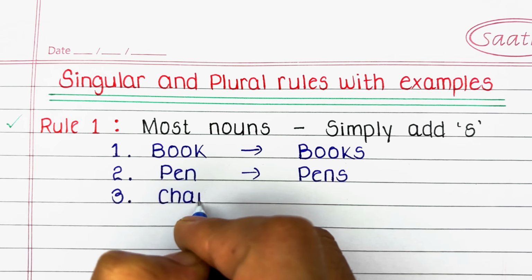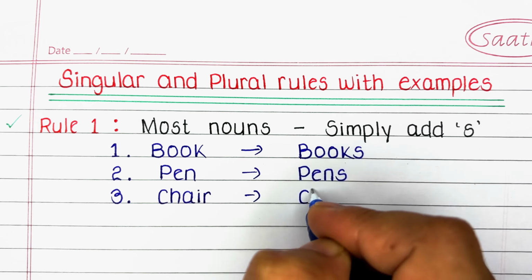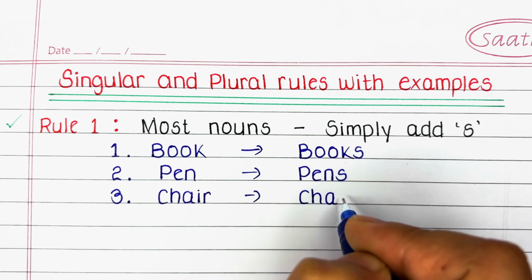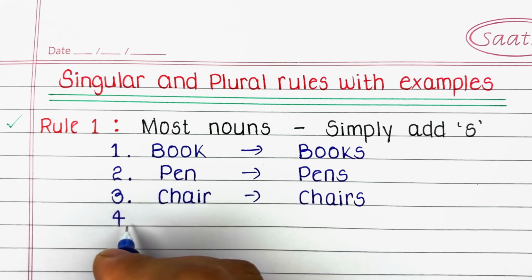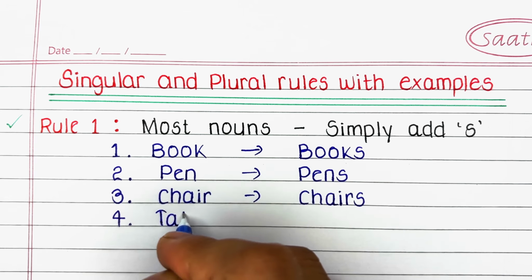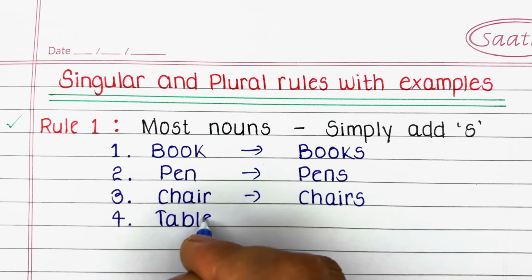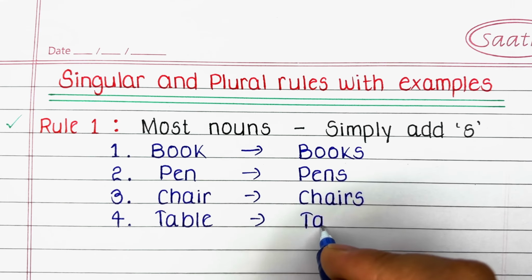In English grammar, there are 6 important rules that tell us how to change a singular noun into a plural one. Let's learn all the 6 rules with examples. Rule number 1. For most nouns, we can simply convert the singular form into plural form just by adding an s at the end of the word.